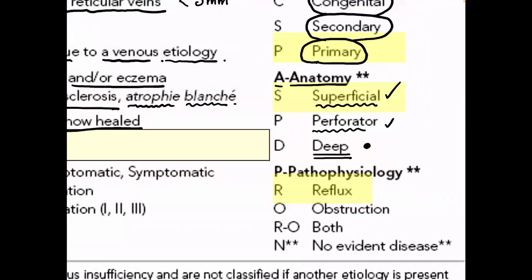What is the P in this one? Pathophysiology. What is R? Reflux. Why does reflux happen? Because of incompetent valves, incompetent perforator. Okay. What is O? Obstruction. Why does that thing happen? DVT.